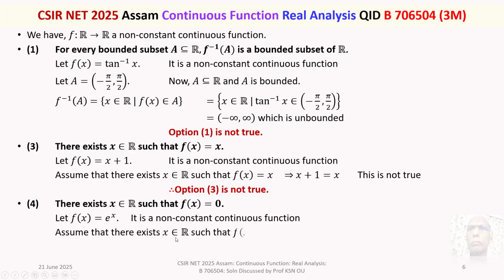Let f of x is equal to e power x. It is a non-constant continuous function. Assume that there exists an x belongs to R such that f of x is equal to 0. That means e to the power of x is equal to 0. Is there any real number which satisfies this equation, that is e power x is equal to 0? No real number satisfies this, because for every real number x, e power x is not 0. Right. This is not true. Therefore, our assumption is false. Therefore, there does not exist any element x belongs to R such that f of x is equal to 0. And that means option 4 is not true.